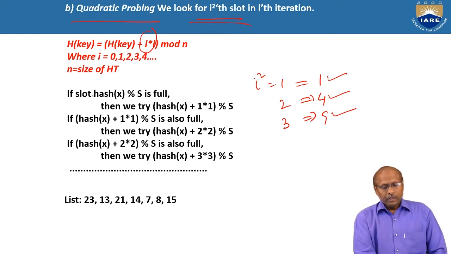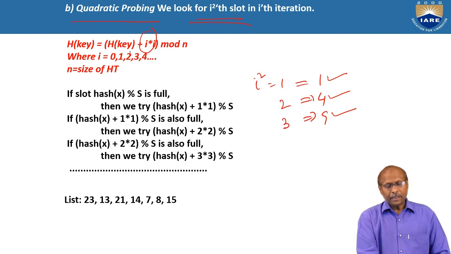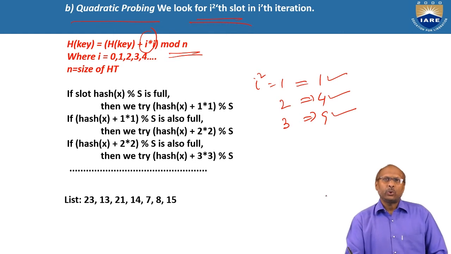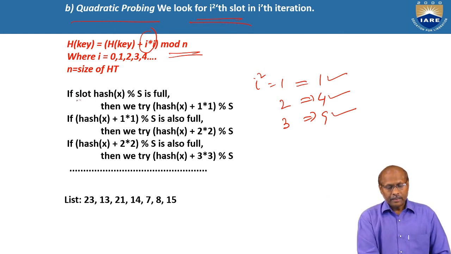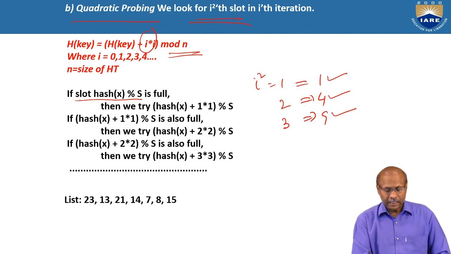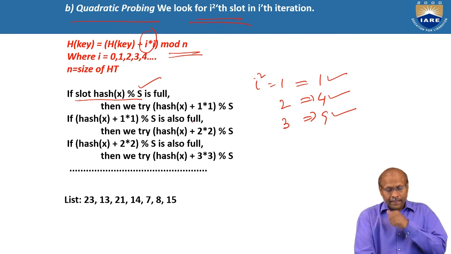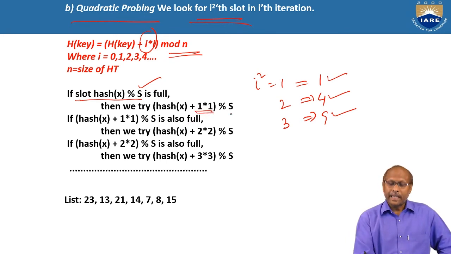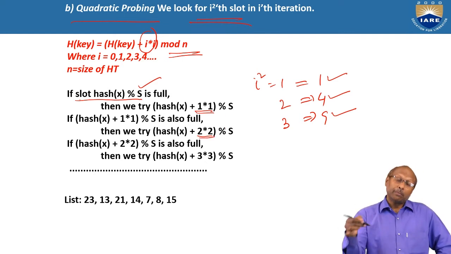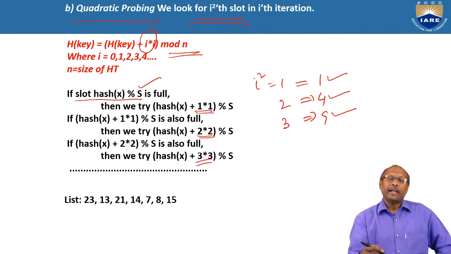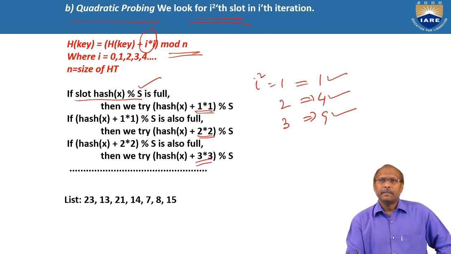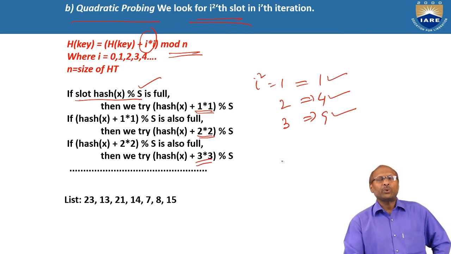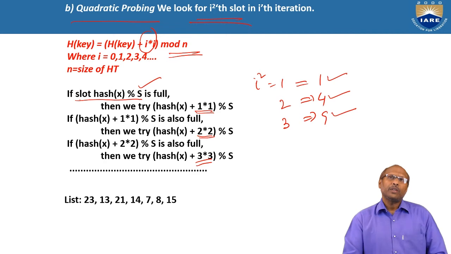Okay. So you can see here, h of key plus I squared mod n. That gives a new value, and in that position, the value will be stored. First you check if the slot of hash x modulus s is full. S means the size of your table. If it is full, then go to the I-squared position, because I told you I is initially 1. Go to this position. If this slot is also full, then go to the 2 squared position. If that slot is also full, then go to 3 squared. Like this, keep on going until you find the empty place where you can store the data. So this is the nature of quadratic probing.